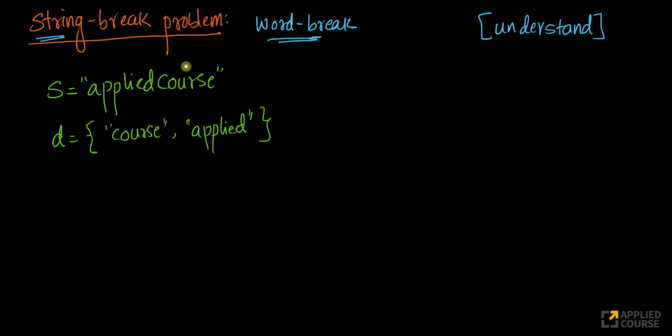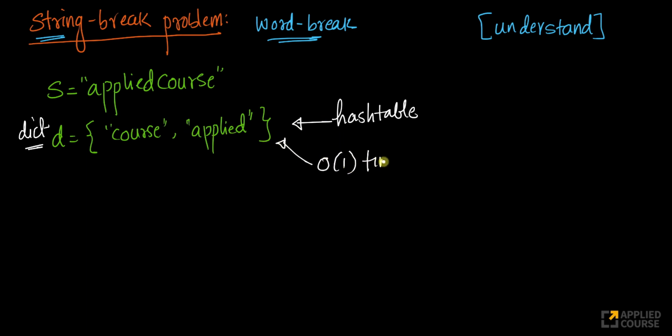What we are given here is very important. We are given a string S, like this, applied course, and we are given a dictionary. This D is a dictionary. What is a dictionary? A dictionary is nothing but a hash table. Dictionary is a special name that is given to a hash. So dictionary and hash table mean the same thing, which means I can search for any string in this in order of one time. So order of one time search is possible. So this is a dictionary or a hash table. Again, if you know Python, in Python, hash tables are called dictionaries. So dictionary or hash table mean the same thing.